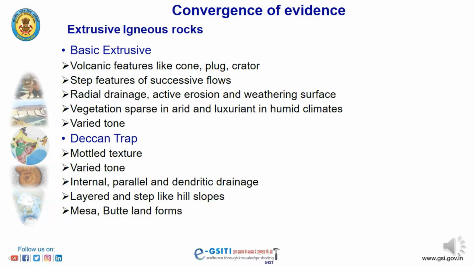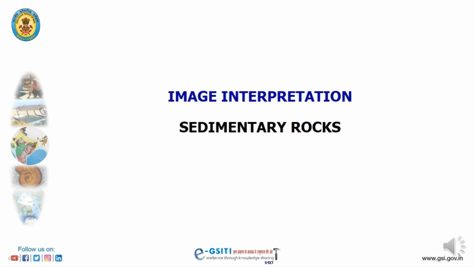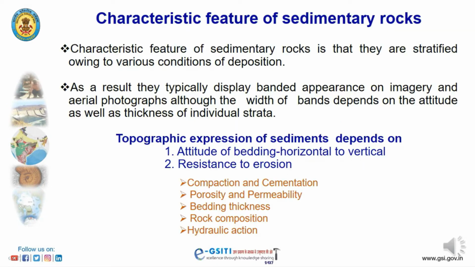In contrast, mottled texture, they are forming with varied tone. Internal, parallel and dendritic drainages are visible. Layered and step-like hill slopes are also identified using satellite imagery. As landforms, mesa, butte and plateaus are also seen in contrast conditions.